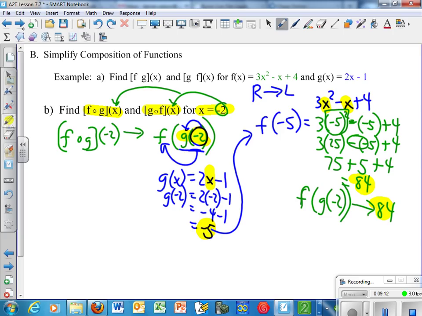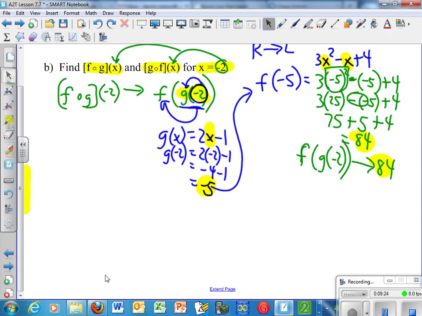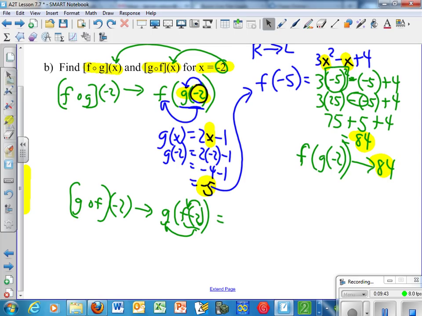If I go the other way, and I find now g of f of x, so now I want to do g of f of negative 2, which really means g of f of negative 2. So I'm going to work right to left. Negative 2 into f, whatever that outputs, into g. So we're going to start with f. So f of x, if we remember, was 3x squared minus x plus 4. So I'm really putting negative 2 in for x. So let's figure that out.